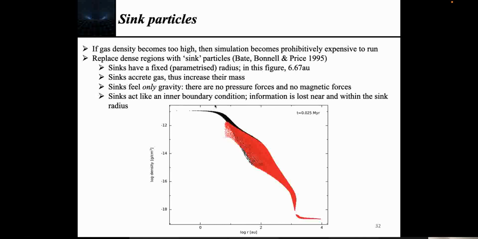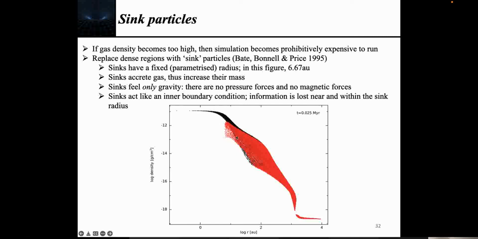Now, this could lead into some other issues, so you just have to be very careful and aware of what's going on when you're modeling and using sink particles. And here's a nice graphical description of what's going on at the bottom. So here we have two simulations taken at the same time.